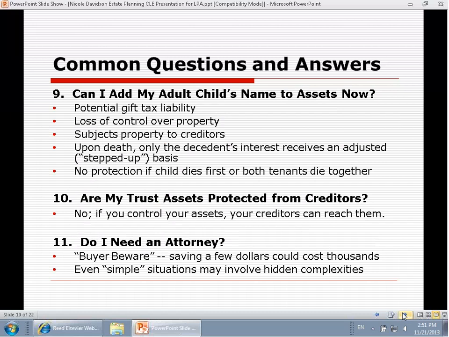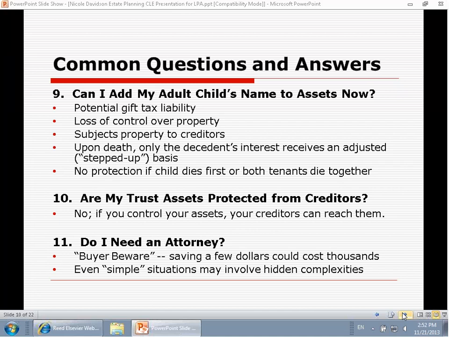There are a lot of problems with that approach that people probably aren't aware of, and I've listed them out here. The first is the potential gift tax liability. Right now we have a $14,000 per year annual gift tax exclusion amount. That is the amount of property that can be given away each year to one recipient without a gift tax. If you add an adult child's name to a bank account or to a house, and that asset is worth more than $14,000 to the extent of the percentage that you're adding that child, you have a potential gift tax liability. That requires the filing of a federal gift tax return, and it's probably not the best way to go about it.